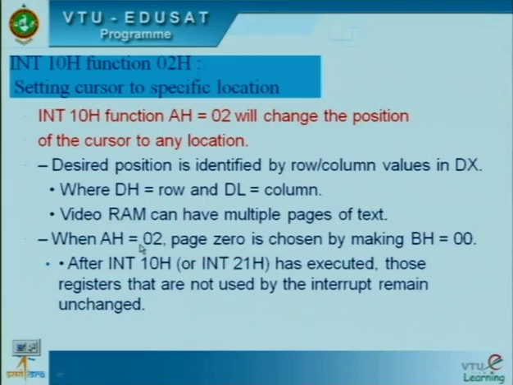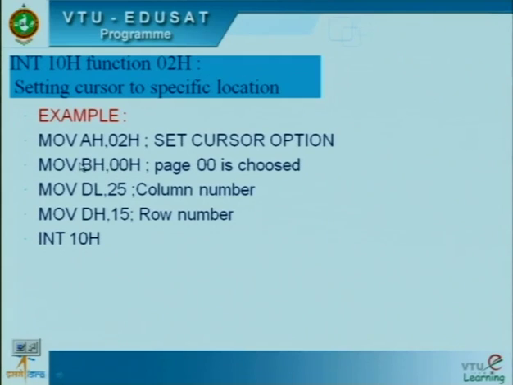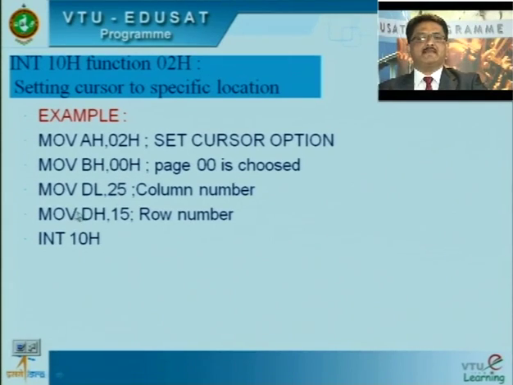AH will be loaded with 02H, and page 0 is chosen by making BH equal to 00H. So if BH is equal to 00H, I am choosing page 0, and AH is equal to 02H because that is the function request that I need to call under int 10H. After int 10H is executed, those registers that are not used by the interrupt remain unchanged. Remember this. So here is a code: move AH comma 02H, move BH comma 00, move DL comma 25, move DH comma 15.